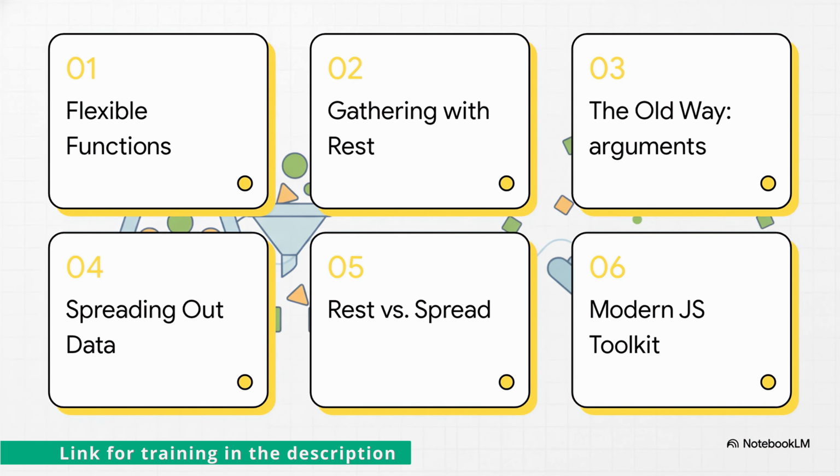So here's our game plan for today. We'll start with the why. What problem are we even trying to solve? Then we'll check out the modern solution. We'll even take a quick look at the old, clunky way of doing things before we get to the flip side of the coin. And finally, we'll wrap it all up with one simple rule to tell them apart.